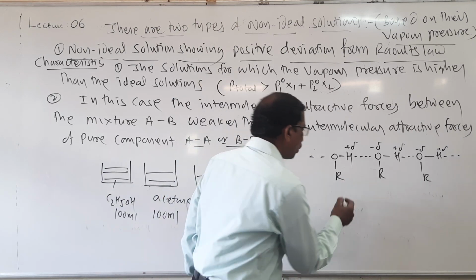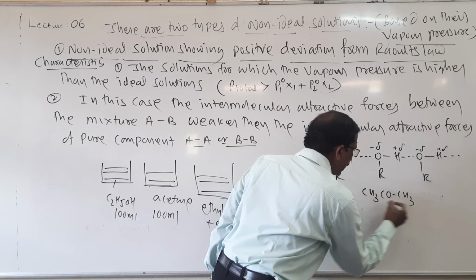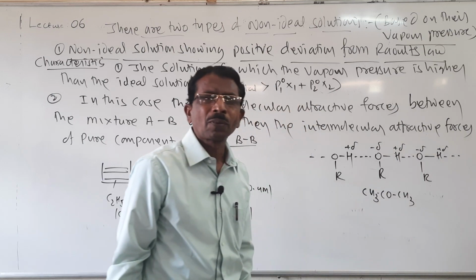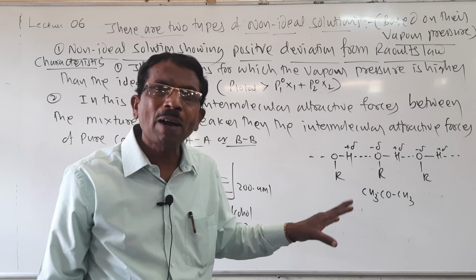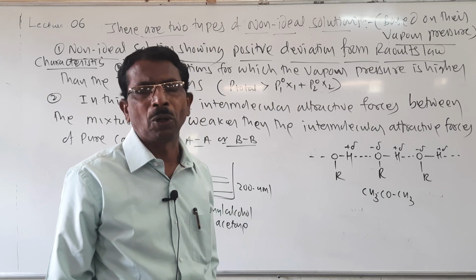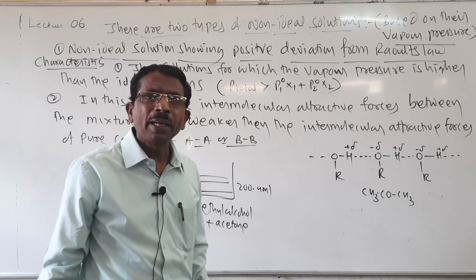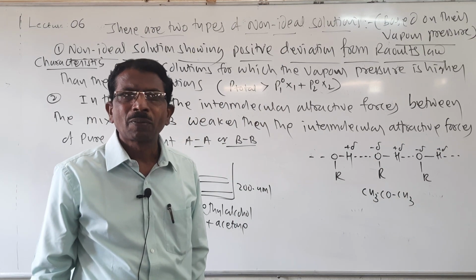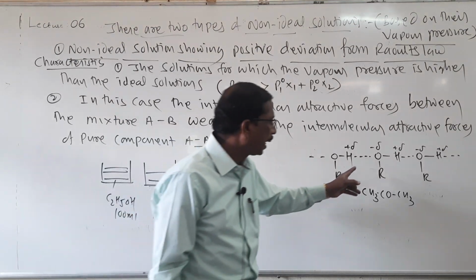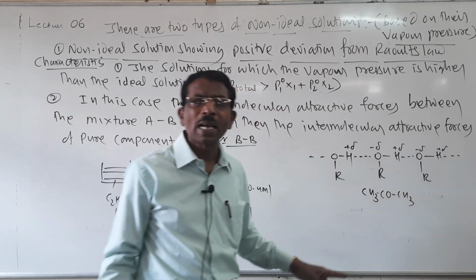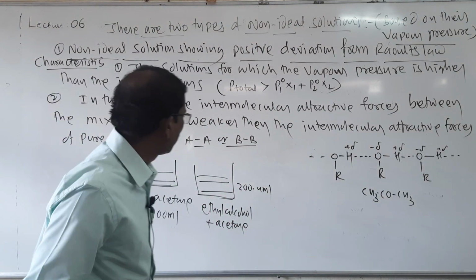So when acetone, CH3COCH3, is added to this, acetone breaks some of the hydrogen bonds in alcohol, and it forms a compound, and hence the intermolecular attractive force decreases and the vapor pressure increases. Remember this one. So how does the reaction take place?